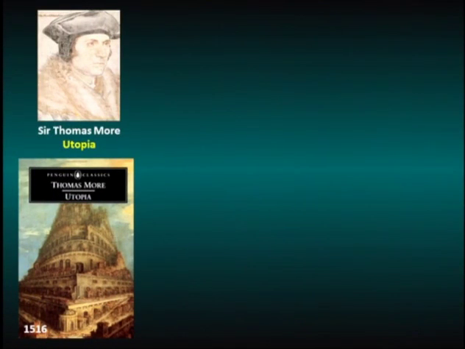If we go back to the 16th century in the United Kingdom, the word utopia was first introduced by Sir Thomas More in his famous book, where he described the ideal state and the ideal governance and the ideal political systems and so on you would have in an ideal state.